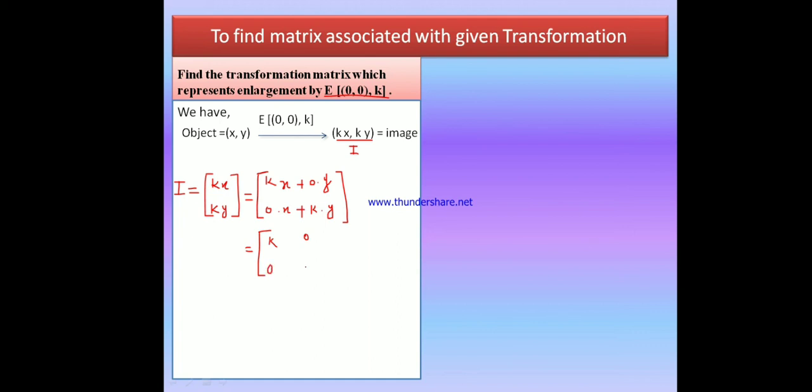Normally you have to understand that if you do a transformation related to enlargement about the center at origin, then you will always see this type of 2 by 2 matrix, and k is the scale factor. If in place of k there is 2, then it looks like 2 0, 0 2. Now by the same process we compare with the formula I equals to M into object. What is matrix I? That is kx, ky. What is matrix object? That is x, y. So what is M then? K 0, 0 k. So the required matrix M is K 0, 0 k.